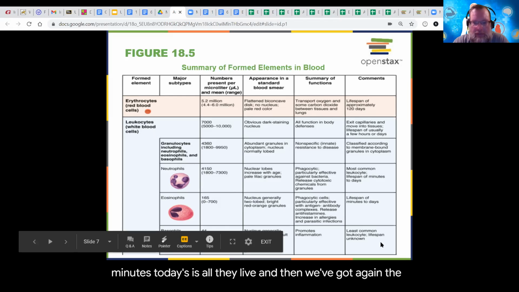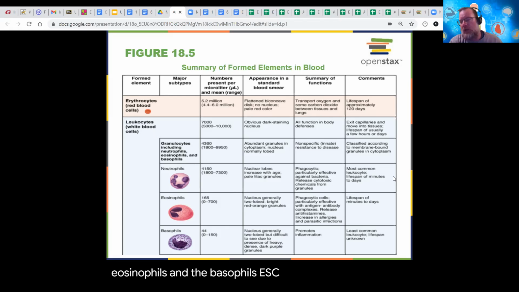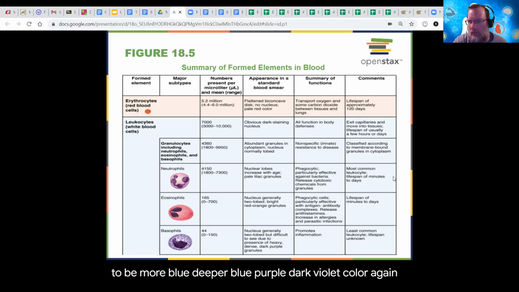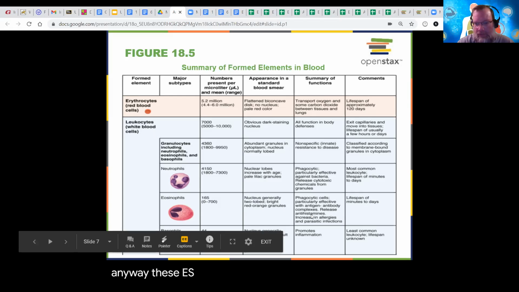And then we've got, again, the eosinophils and the basophils. Eosinophils are going to be more pink; they're more acidic lovers. Basophils are going to be more blue, a deeper blue, purple, dark violet color; they're leaning towards being lovers of basicity. Eosinophils release antibody and antihistamines, so these might be some anti-inflammatory responses. Folks with parasitic infections or extreme allergies may have higher numbers of eosinophils. Basophils promote inflammation. They're the least common leukocyte. You don't have very many basophils generally.